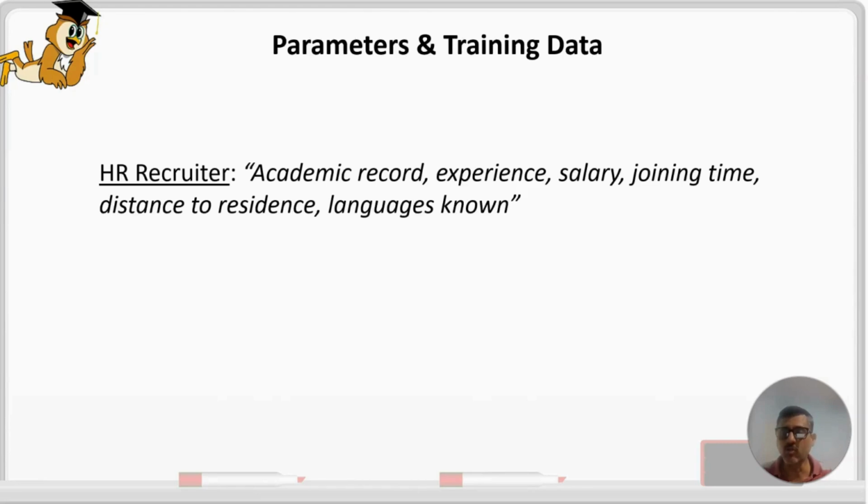I asked the recruiter, what are the parameters based on which you shortlist your candidates? And the recruiter told me that he looks at academic record, he looks at experience, he looks at salary, looks at joining time, distance to residence, and the number of languages known. So these were some of the parameters based on which the recruiter did his shortlisting.